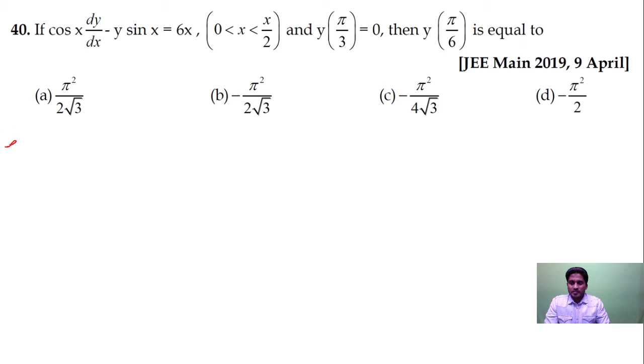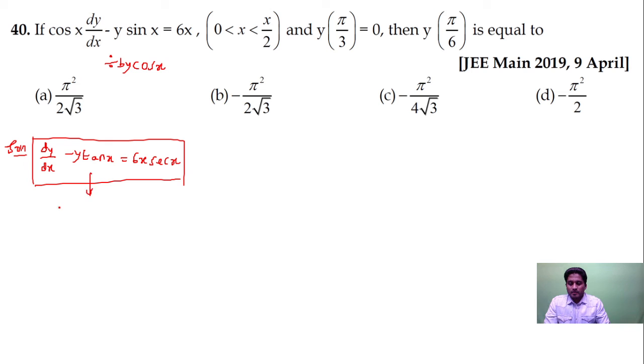Again, linear differential equation. I'm going to divide throughout by cos x. If I divide throughout by cos x, this becomes dy by dx minus y sin by cos, that is tan, is equal to 6x into 1 by cos, that is sec. So this is a linear differential equation of the form dy by dx plus py is equal to q. p is equal to minus tan x, and q is equal to 6x into sec x.